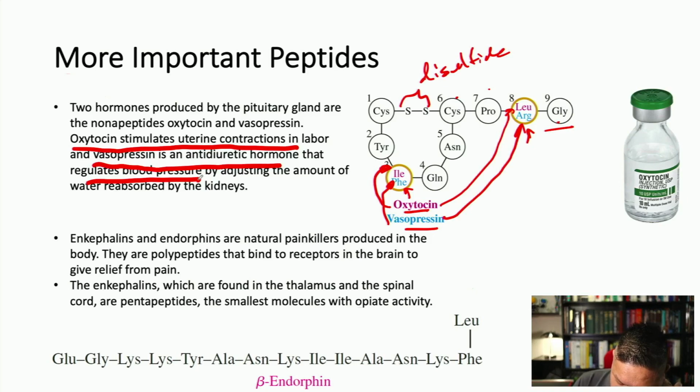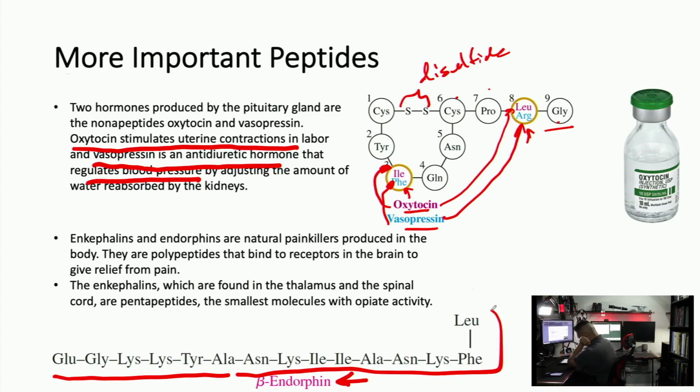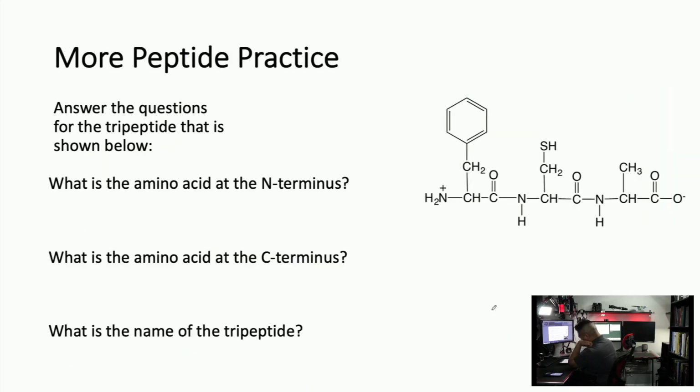Here's the amino acid or primary sequence of beta endorphin. All these well-known hormones and drugs and such, many of them are peptide sequences, or are short peptide primary sequences. Moving on.